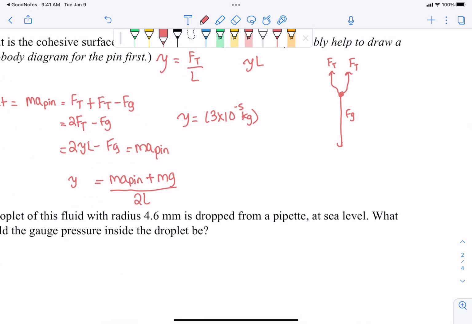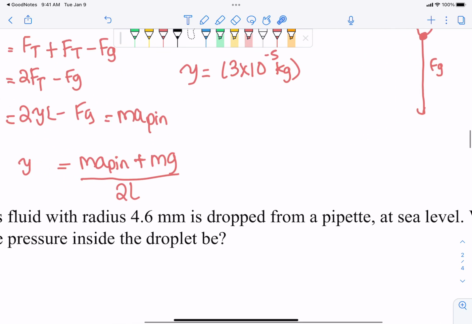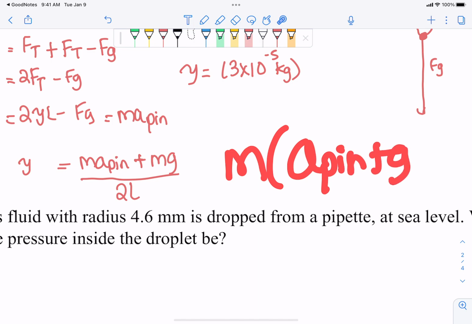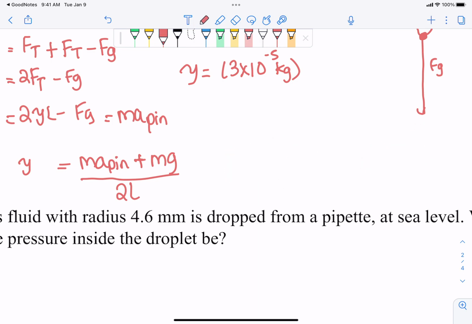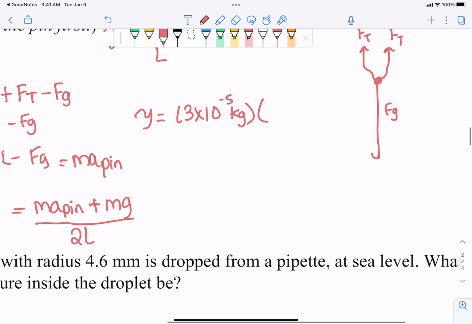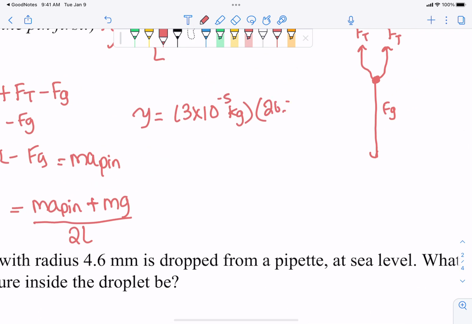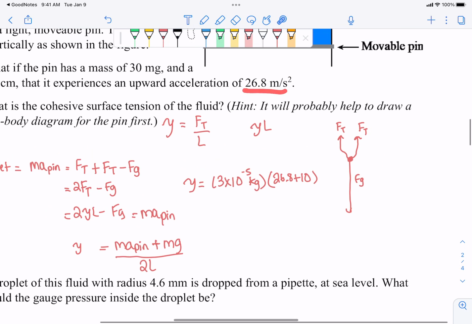But what you can do to simplify things and not make this really long is factor out an m, because the masses are the same, right? So you can say m times a pin plus g. So you can keep the mass on the outside and then just add up the two accelerations, which is just 26.8 plus 10, because it'll be the acceleration of the pin plus the acceleration due to gravity, right? And I'm just omitting the units for now because they're both meters per second squared.